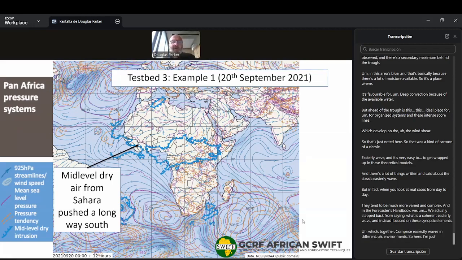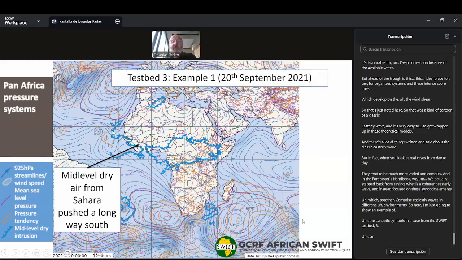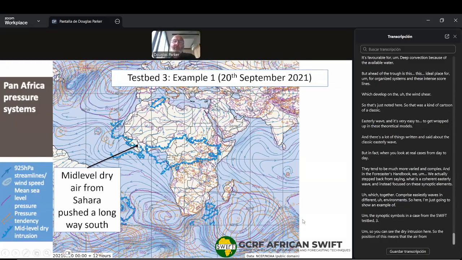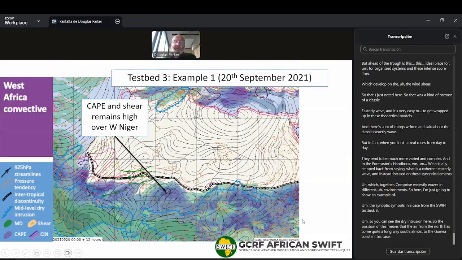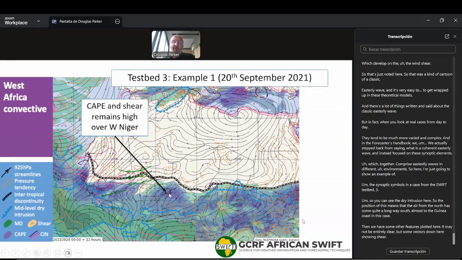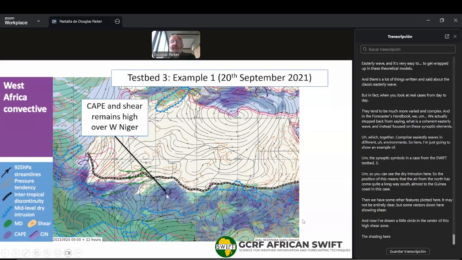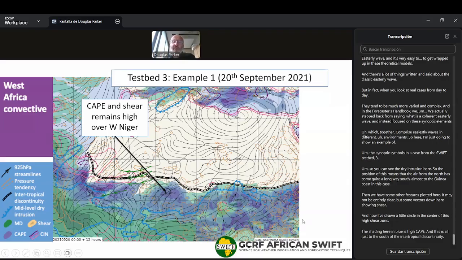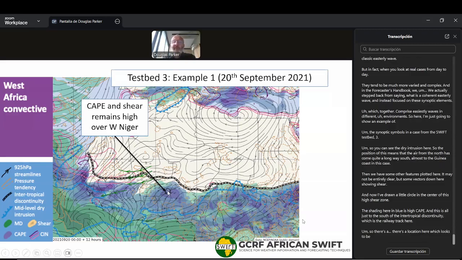So here I'm just going to show an example of the synoptic symbols in a case from the SWIFT testbed 3. So you can see the dry intrusion here. So the position of this means that the air from the north has come quite a long way south, almost to the Guinea coast in this case. Then we have some other features plotted here. It may not be entirely clear, but some vectors down here showing shear. And now I've drawn a little circle in the center of this high shear zone. The shading here in blue is high CAPE. And this is all just to the south of the intertropical discontinuity, which is the railway track here. So there's a location here which looks to be favorable for mesoscale convective systems.